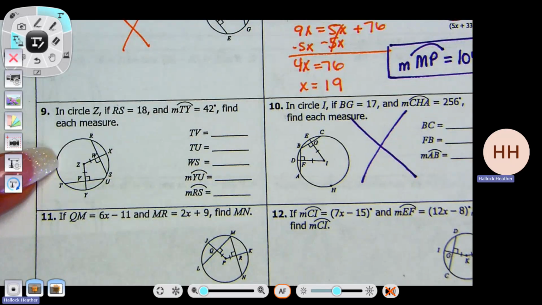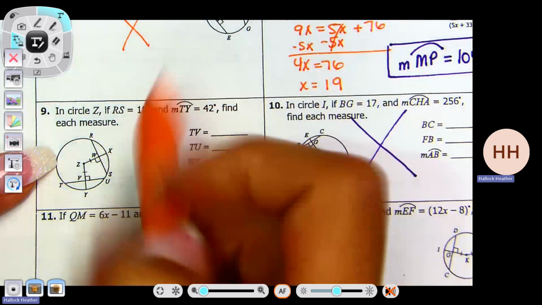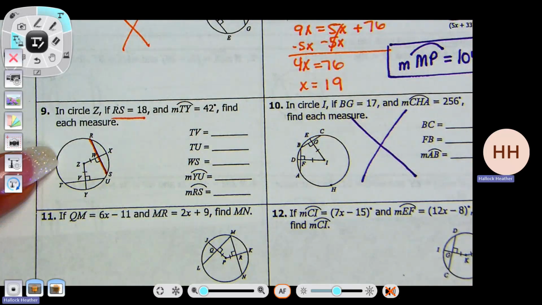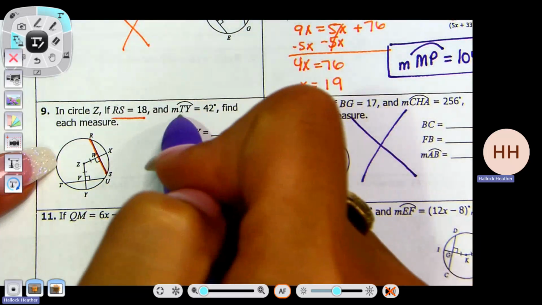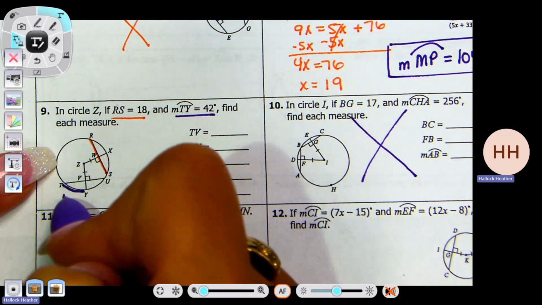Okay. 9. There's no equation. You're just trying to fill in numbers. You have to remember that chords match each other, and radiuses will bisect the chord and the arc. So take a second, think about it.